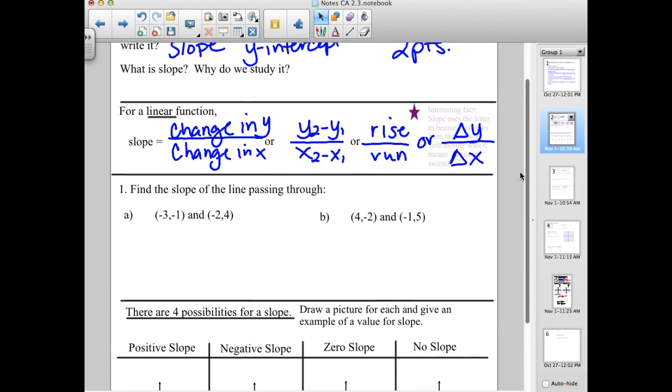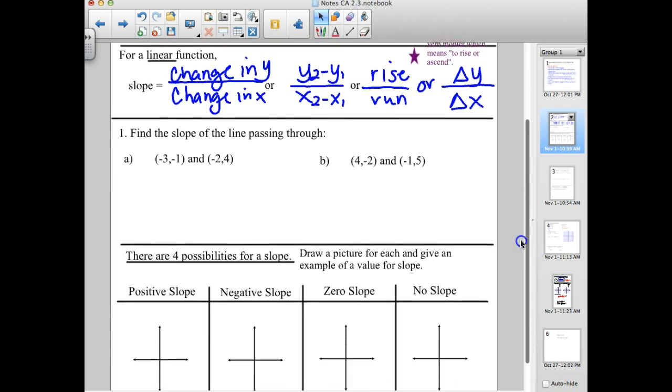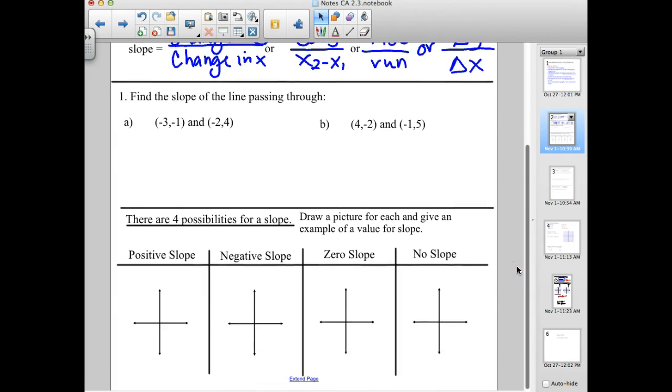And there was a little hidden tidbit. Interesting fact. Do you know why we use the letter M for slope? It comes from the French word monter. That means to rise or ascend. See? Was worth coming to class today just for that, right? Now you know why we use an M. And I might not be pronouncing it correctly. I don't speak French, but.